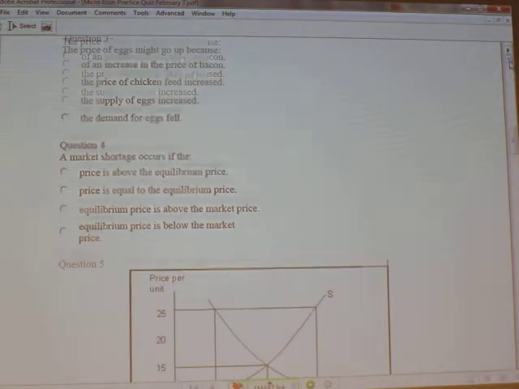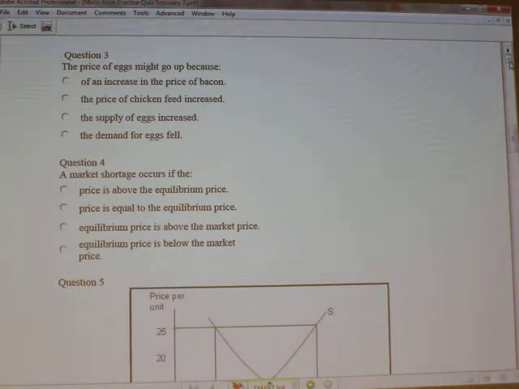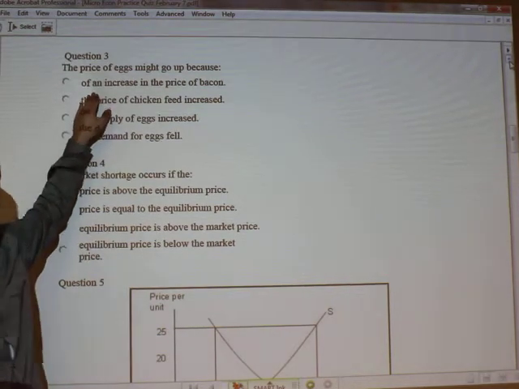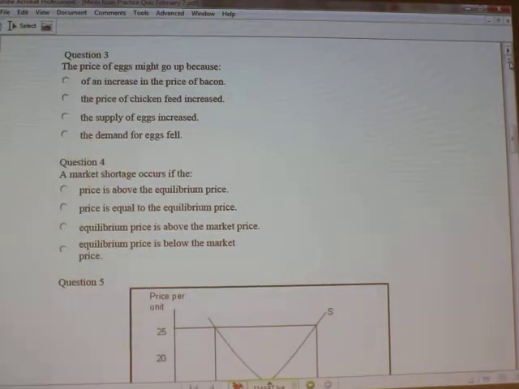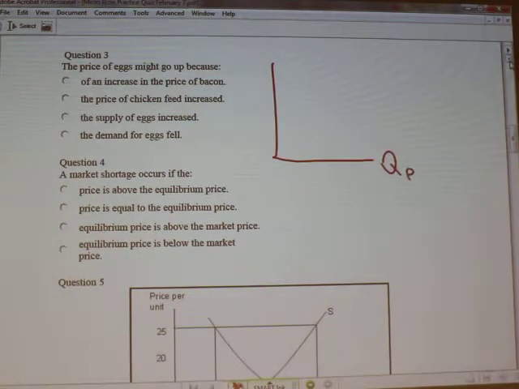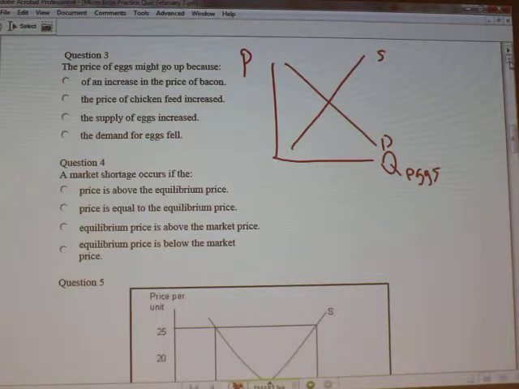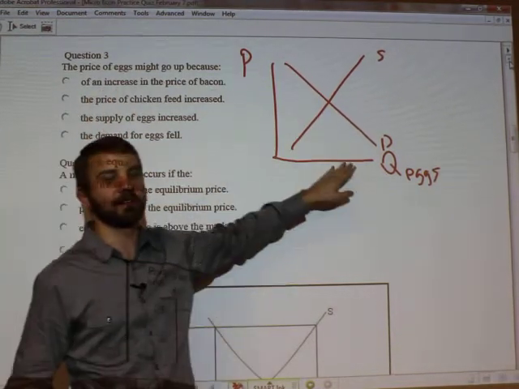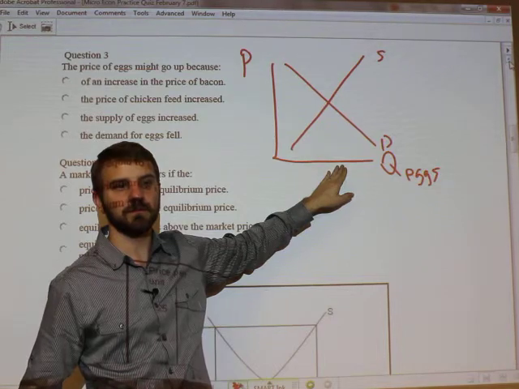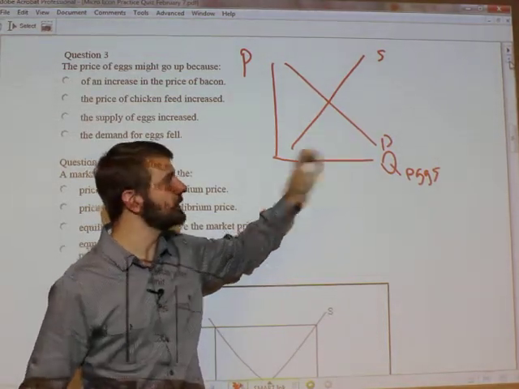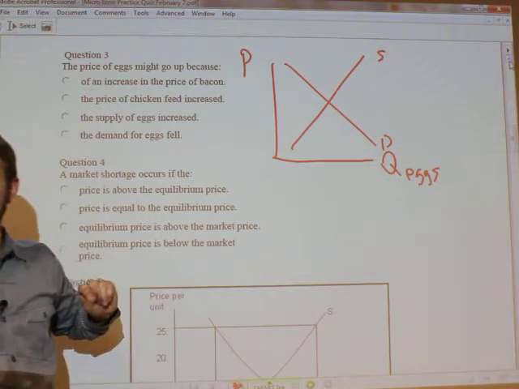Okay, what about number 3? The price of eggs might go up because if there's an increase in the price of bacon, what will happen in the market for eggs? Let me again draw this market for eggs. So we have the quantity of eggs, and we have the price of eggs, demand, and supply. Okay, so if there's an increase in the price of bacon, what's going to happen? Is demand or supply going to be affected? Demand. And how will it be affected? It will decrease. Why?